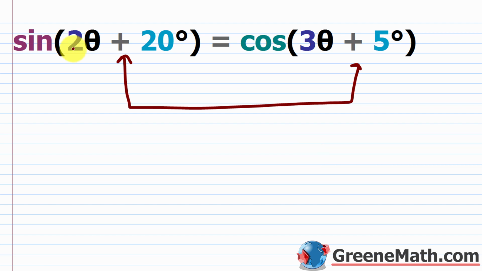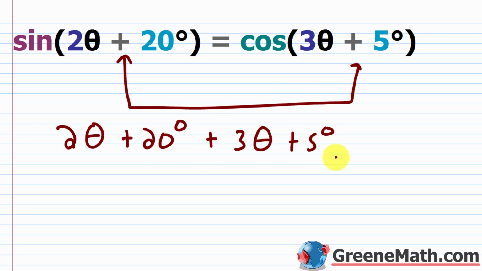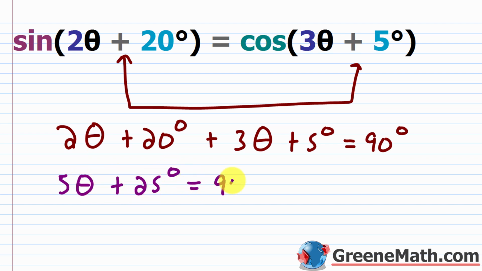So all I need to do is take the inside parts, the 2 times theta plus 20 degrees, and add this to the 3 times theta plus 5 degrees, and set this equal to 90 degrees. I'm going to solve for theta, my unknown angle measure. So I'm going to combine like terms. 20 degrees plus 5 degrees is 25 degrees. And 2 times theta plus 3 times theta would be 5 times theta. So 5 times theta plus 25 degrees is equal to 90 degrees.